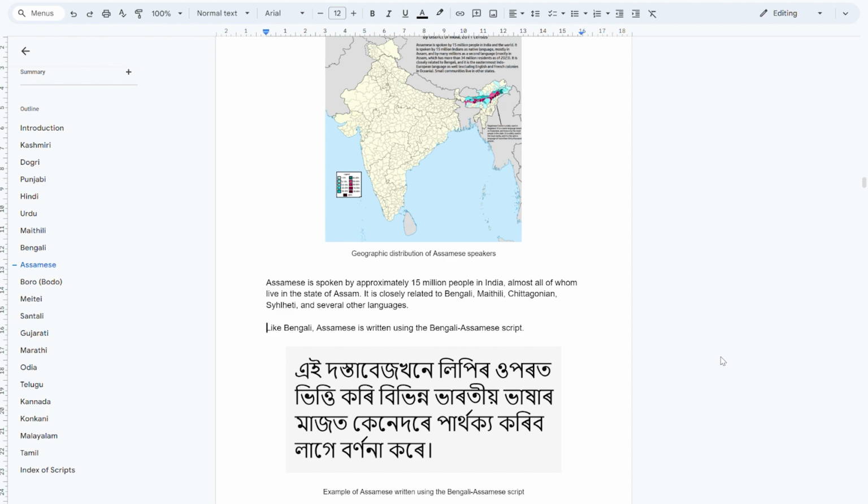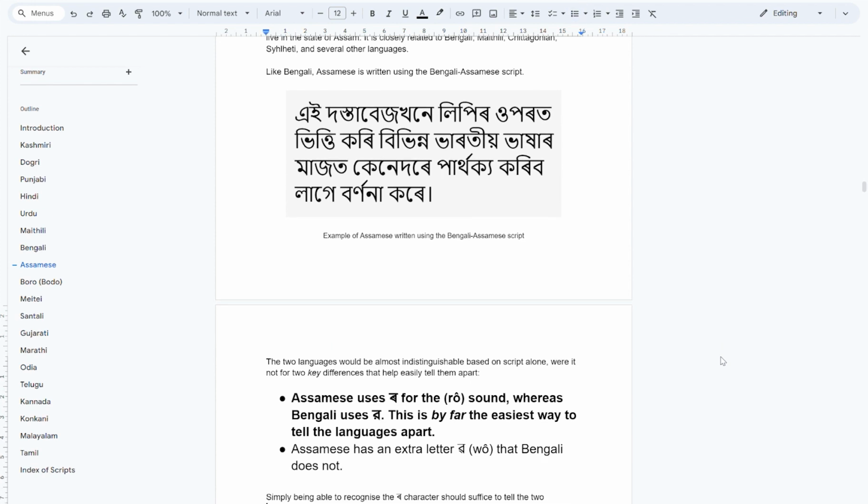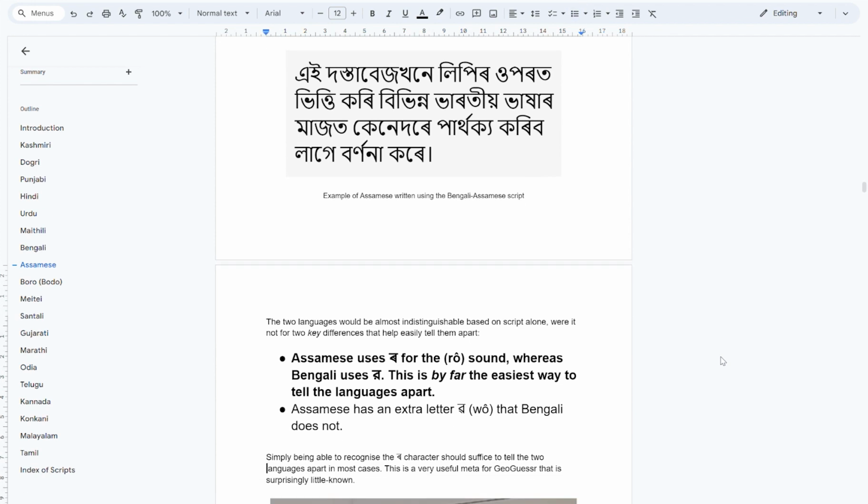Like Bengali, Assamese is written using the Bengali-Assamese script, but there's a couple of key differences. They'd almost be indistinguishable, but there are two differences that will help you easily tell them apart. I haven't seen these covered in any other GeoGuessr guide, so I want to put particular emphasis on these here because I think they're really useful. And hopefully, you'll get good use out of them.